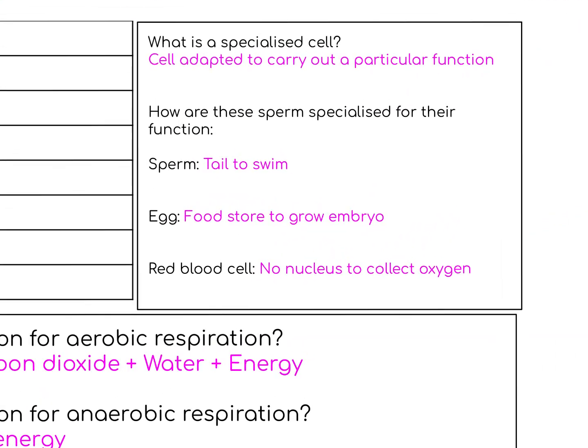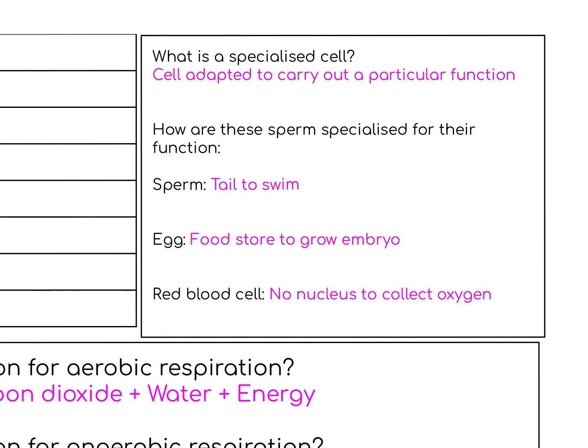Okay, finally then for this worksheet, what is a specialised cell? Cells adapted to carry out a particular function. How are these cells specialised for the function? Sperm has a tail to swim, the egg has a food store to grow an embryo, and the red blood cell has no nucleus to collect oxygen. You might have heard the word biconcave as well, is another word that might be used to describe red blood cells.